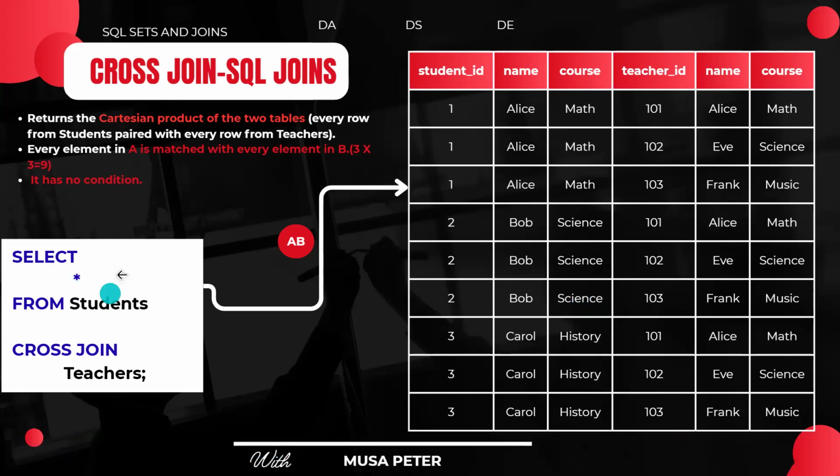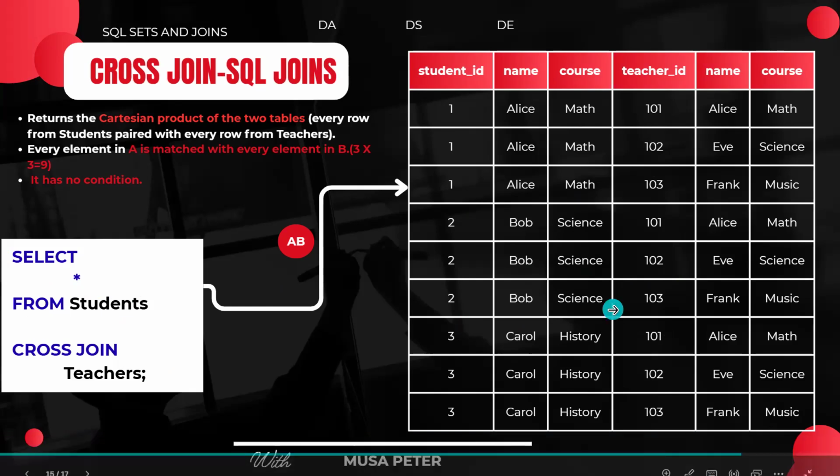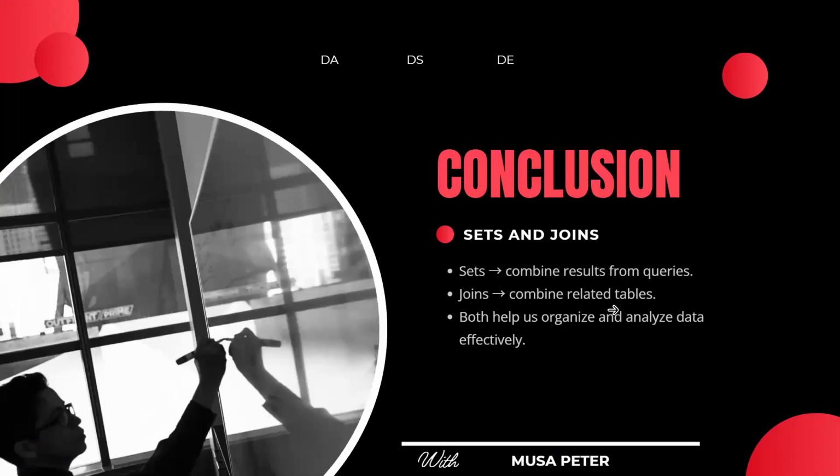So for example, we are selecting everything from the students table, and then we cross join that with all the values from the teachers table. And what we get is an output of 9 values. So that is it. In conclusion, sets combine results from both queries or even both tables. Joins combine results from related tables using a condition. And they both help us to organize and analyze data effectively.